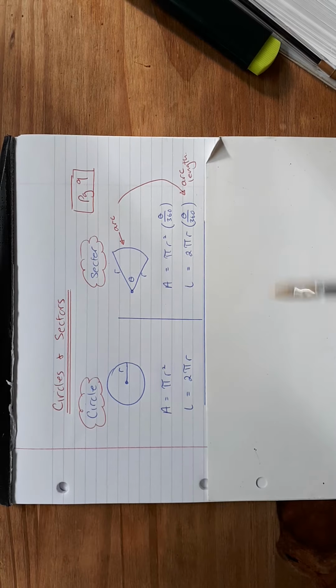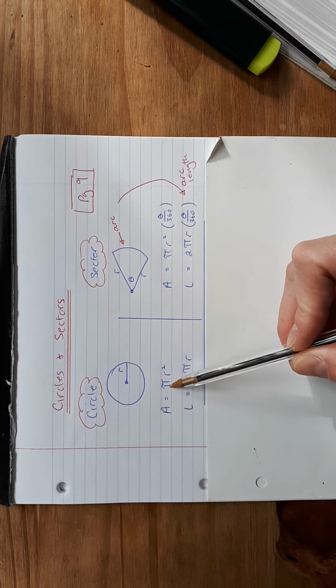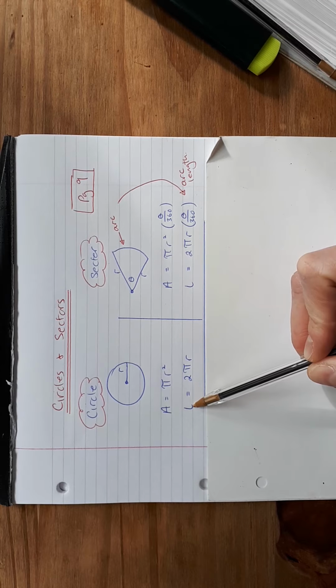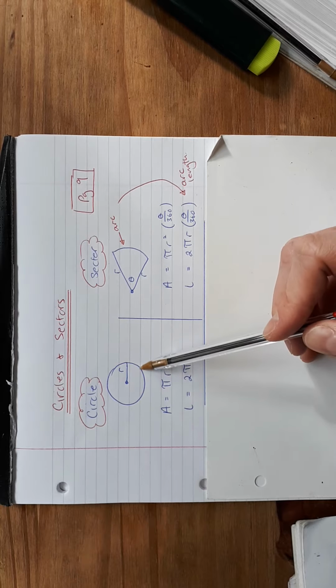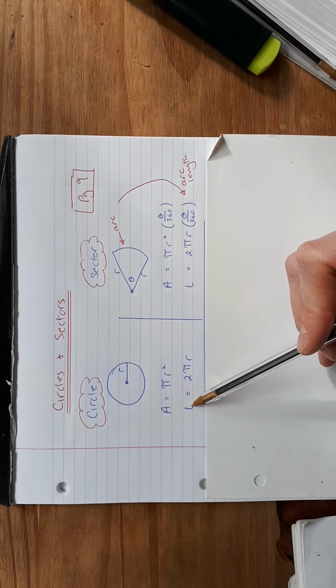Circles we're very familiar with. So the area of a circle is pi r squared. And then the length, which we probably should call the circumference, but in the formula book it's referred to as an L, is 2 pi r. So that's the length all around the edge of the circle, so basically the perimeter of a circle.